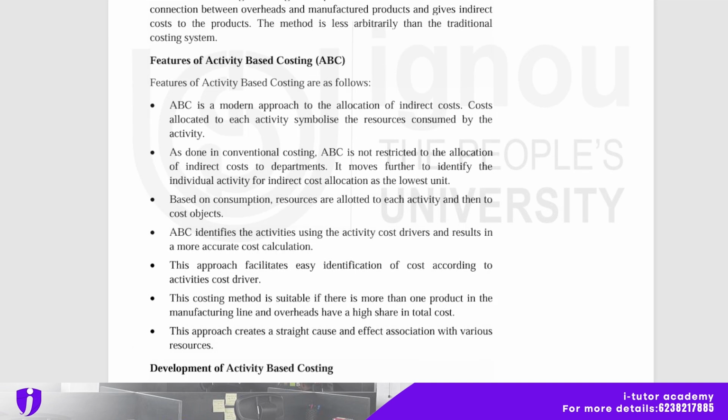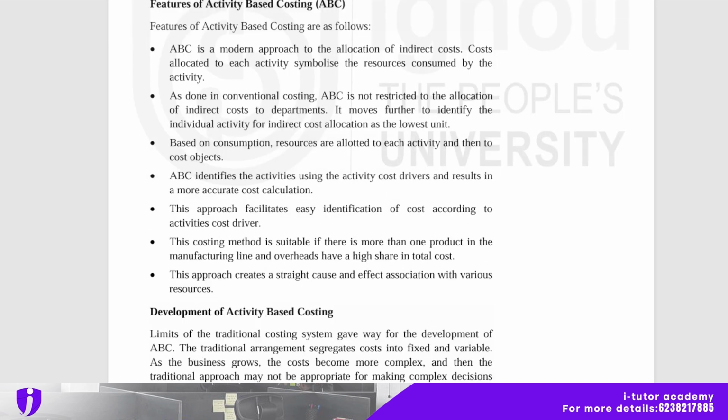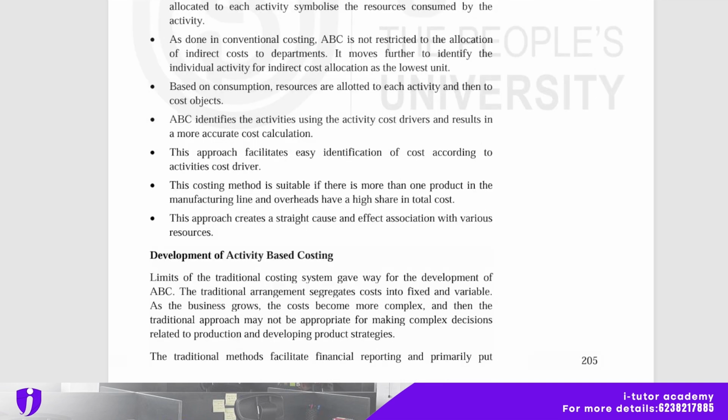as follows. ABC is a modern approach to the allocation of indirect cost, and the cost allocated to each activity symbolizes the resources consumed by the activity. Unlike conventional costing, ABC is not restricted to the allocation of indirect cost to departments. It moves further to identify the individual activity as the lowest unit for indirect cost allocation. Based on consumption, resources are allotted to each activity and then to cost objects.